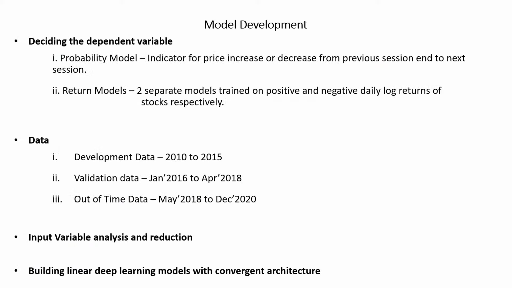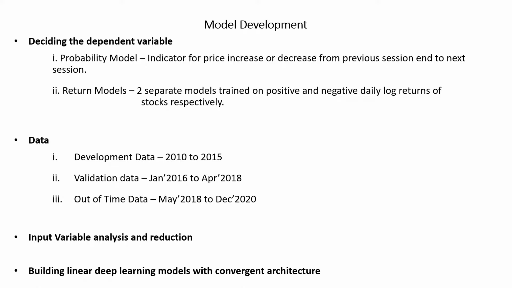As I've already explained, there are two sets of models: the probability model and the return models. The development data comprises 5 years of data for the 12 Nifty Bank stocks. The validation data that we have used is from January 2016 to April 2018.